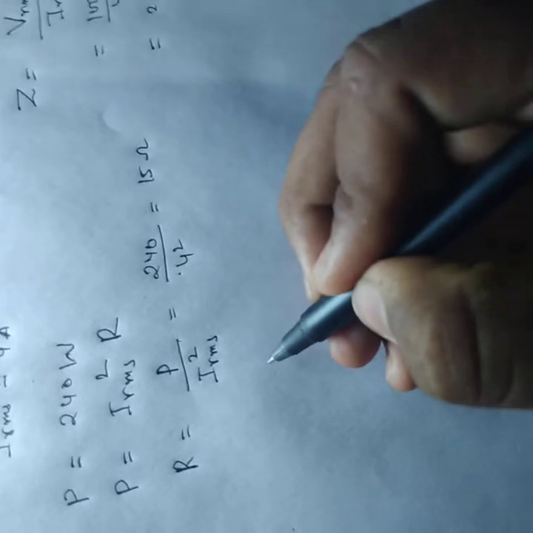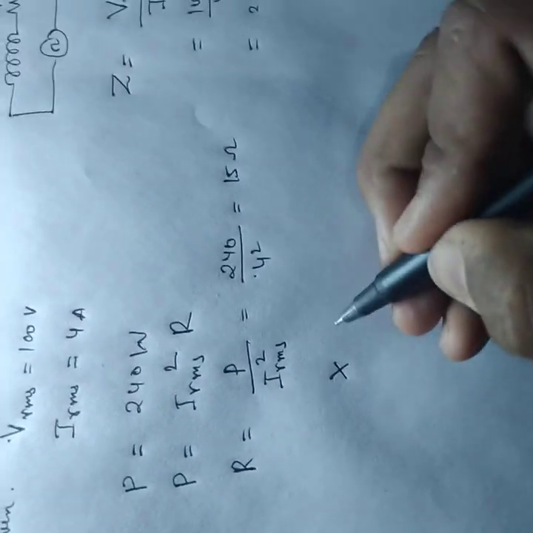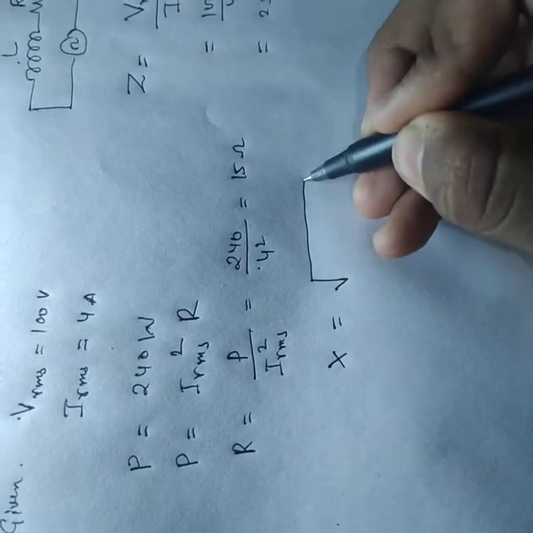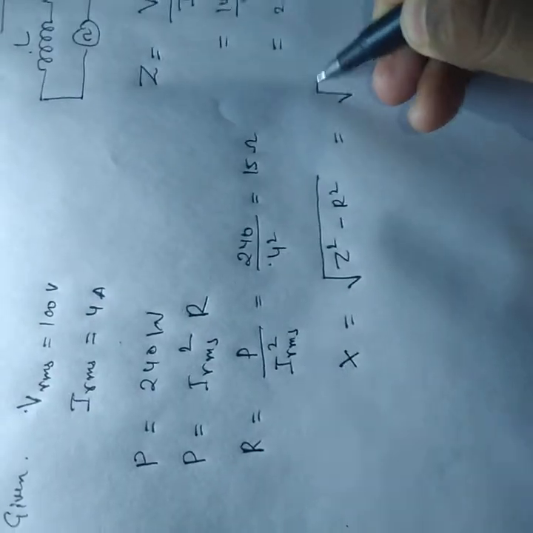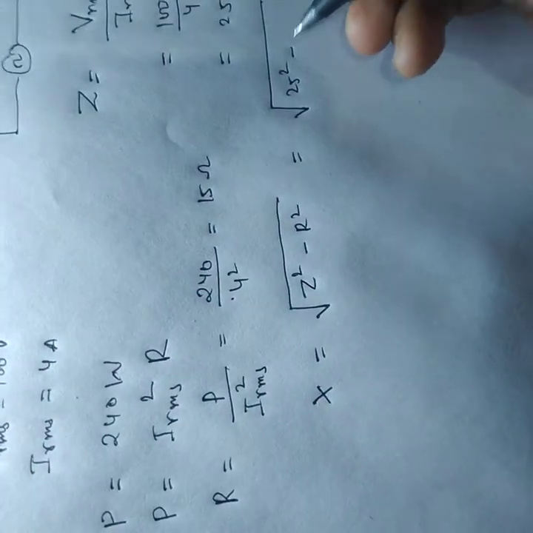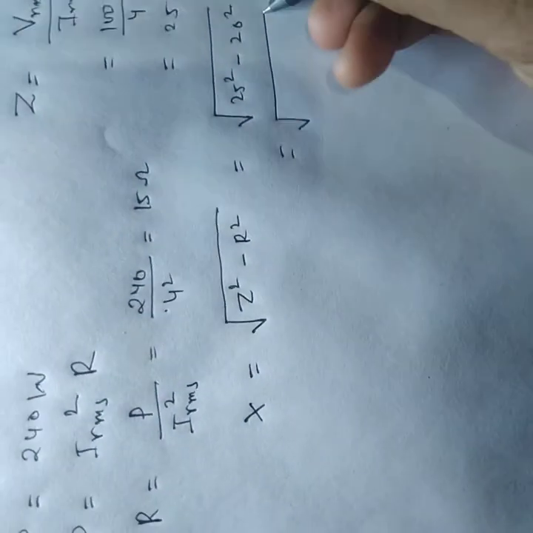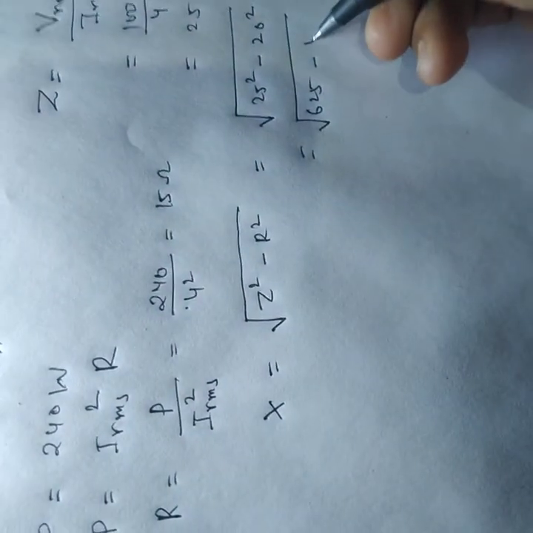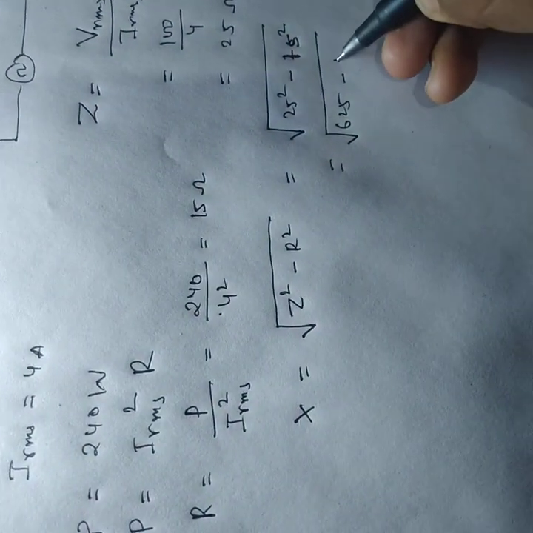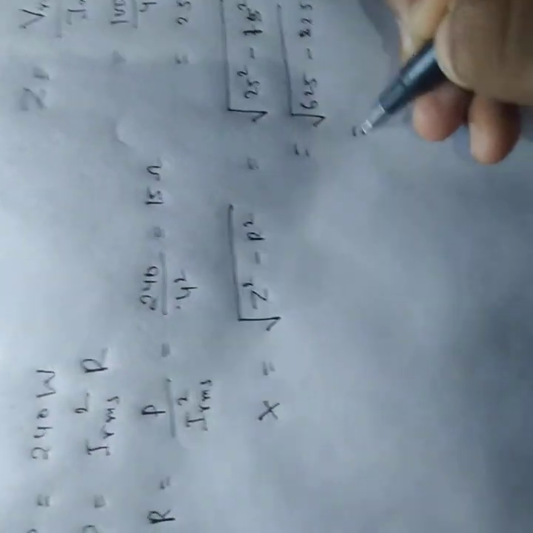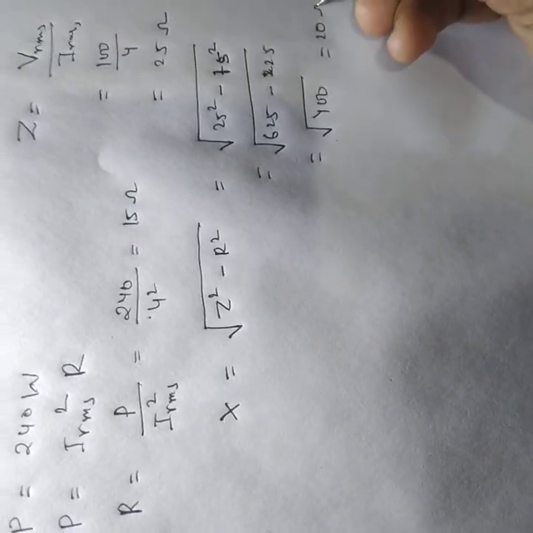Now reactance, that is X. We know that X is equal to under root Z square minus R square. Z square means 25 square minus 15 square, that is equal to 625 minus 225, that is equal to under root 400, that is equal to 20 ohm.